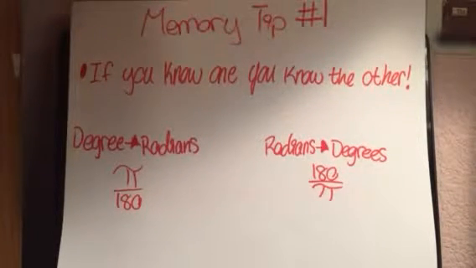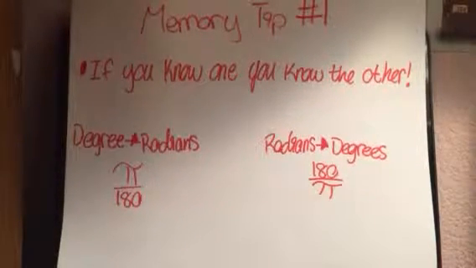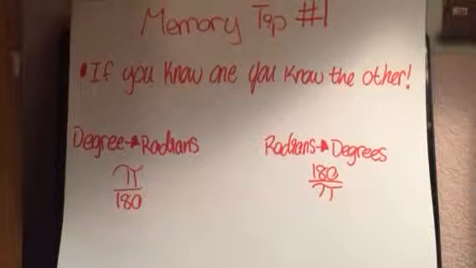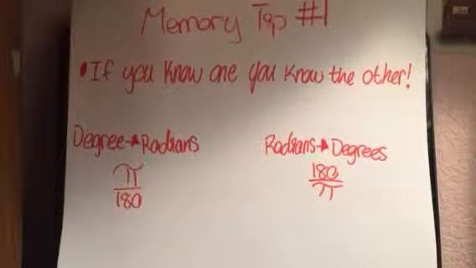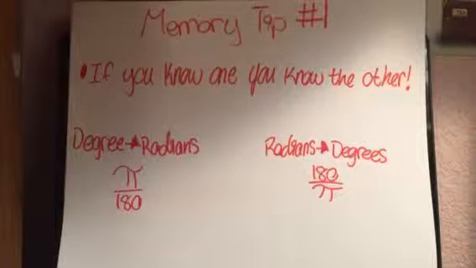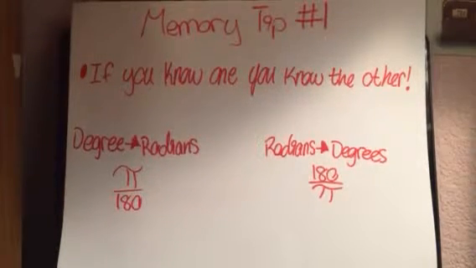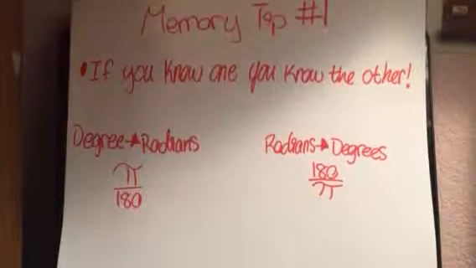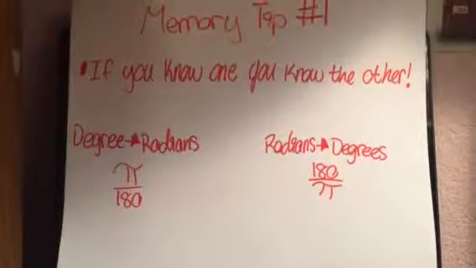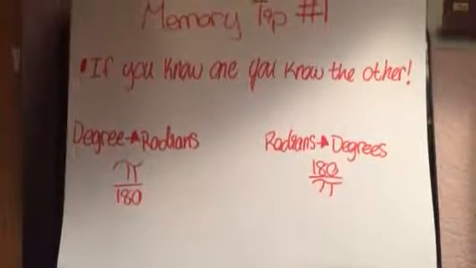Memory tips. Tips to help you remember how to convert from radians to degrees. Memory tip number 1. If you know one of them, you know the other. Just flip it and you have the other formula. So if you know degrees to radians, which is pi over 180, you know radians to degrees, which is 180 over pi, and vice versa.